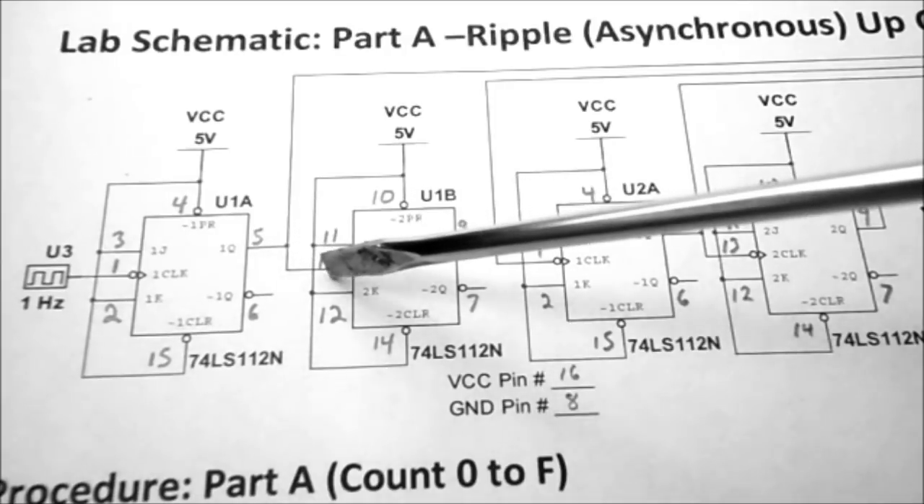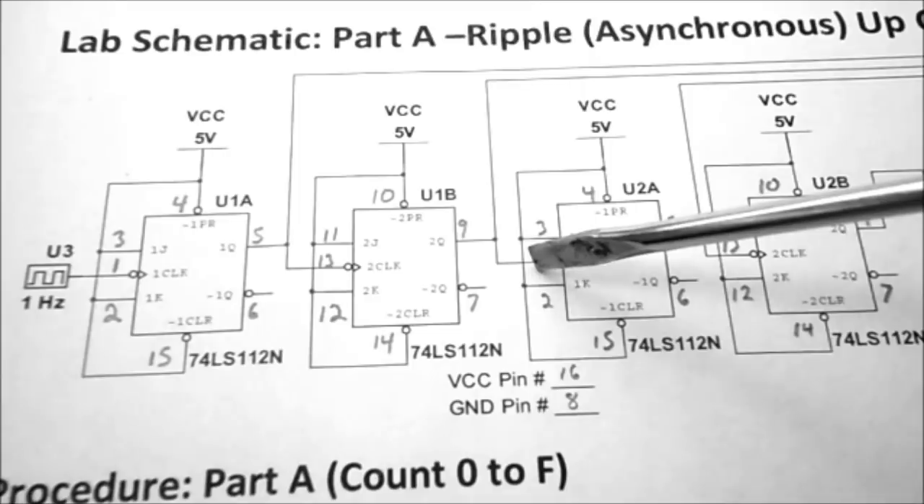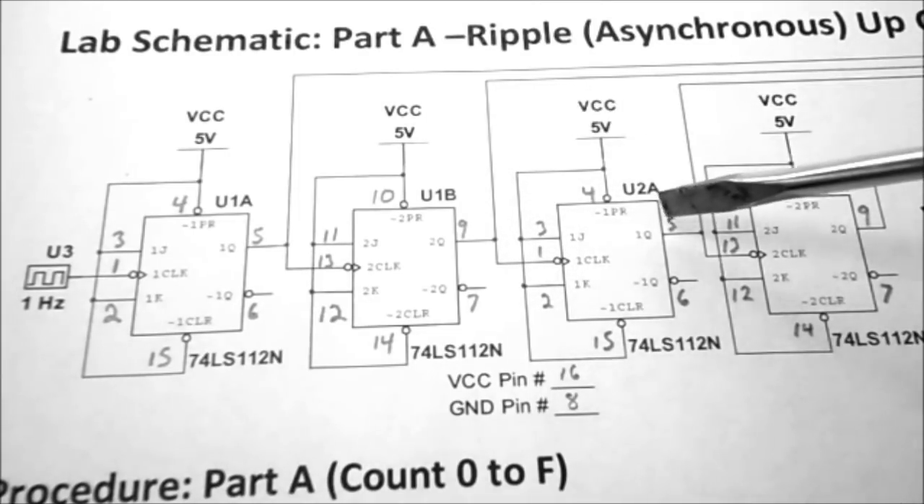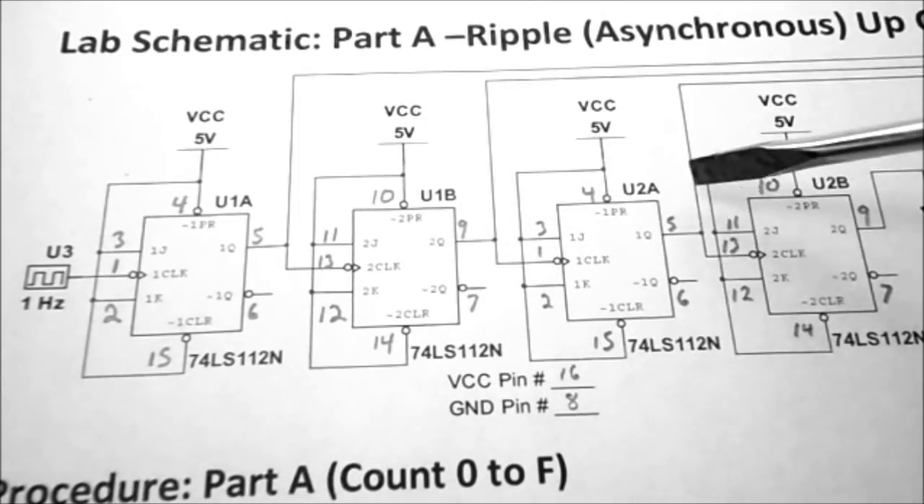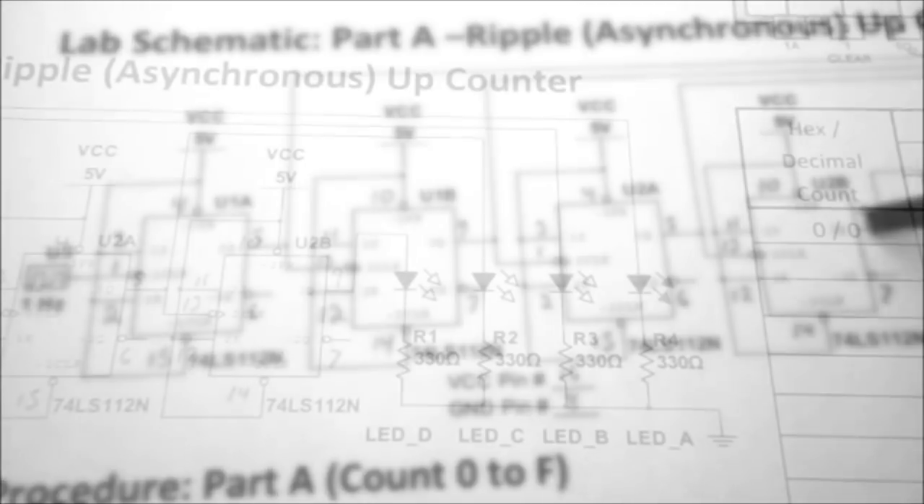Pin 5 goes to pin 13 and to an output LED. Pin 9 goes to pin 1 and to an output LED. Pin 5 goes to pin 13 and an output LED. And pin 9 goes to our last output LED.